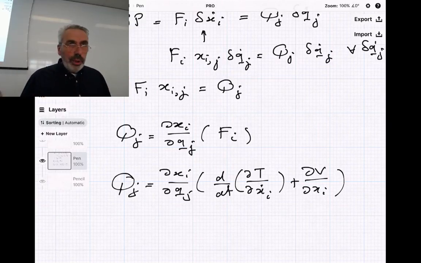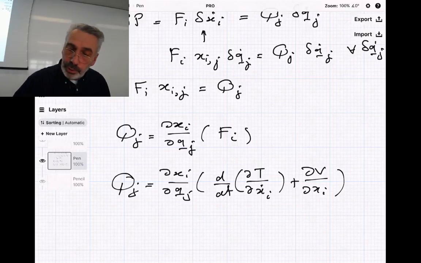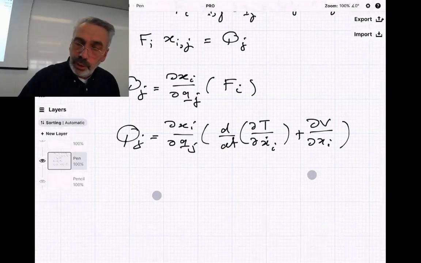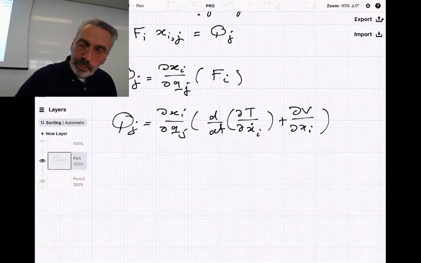I want to get rid of all the x's. I want to write everything in terms of q or q dot. Now, if you look at the equations, you see that for one part that's super simple, because if you multiply this one with this one, then this x and this x disappear, and you just get the partial derivative of the potential energy with respect to the generalized coordinates. So that is simple. But the other one is a bit more complex.